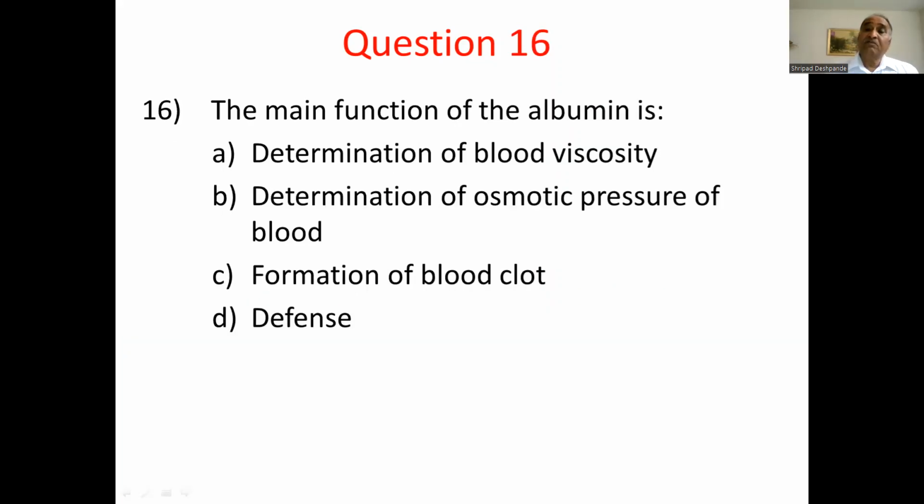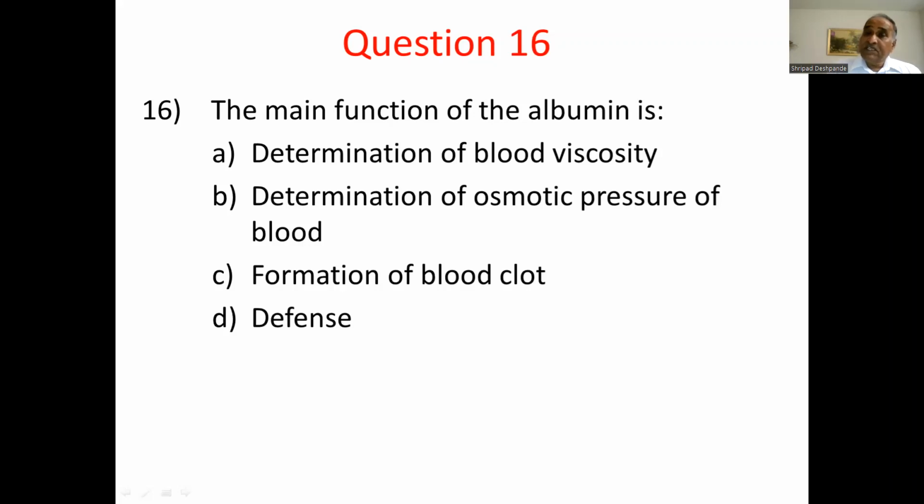The main function of albumin is: determination of blood viscosity, determination of osmotic pressure of blood, formation of a blood clot, defense. Defense is by immunoglobulins. Formation of a blood clot is by fibrinogen and other plasma proteins, clotting factors. Blood viscosity is not determined by albumin, maybe by other heavy molecular proteins.